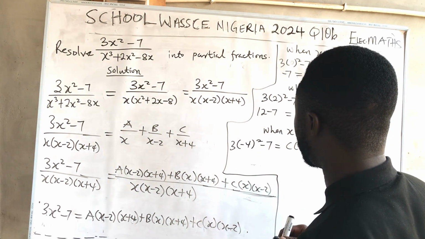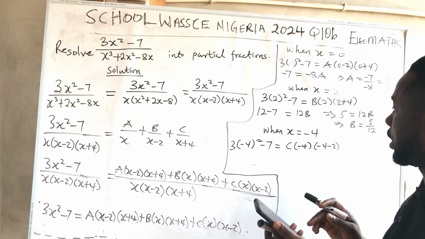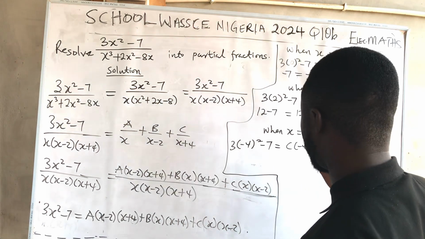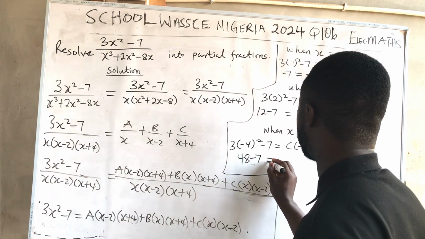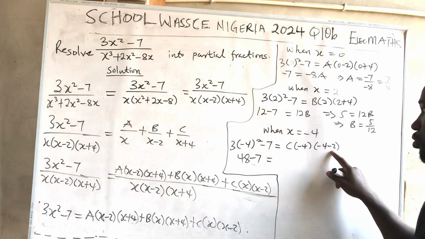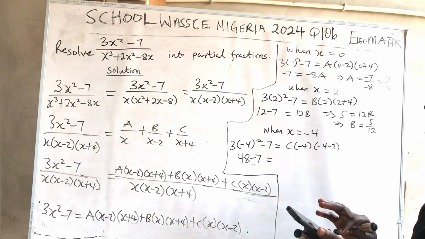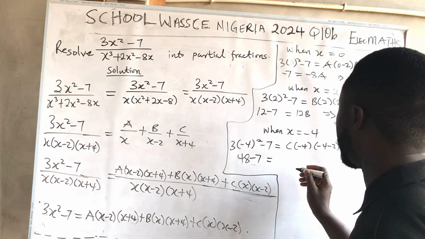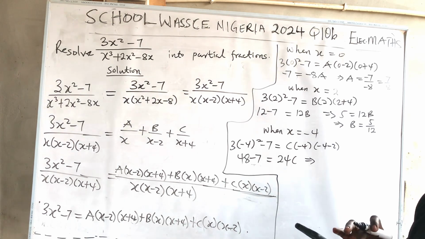So negative 4 squared will give us 16. And 16 times 3 will give us 48. So 48 minus 7 equal to, and then here we have negative 4 minus 2, which gives minus 6, times minus 4. So minus 6 times minus 4 is going to give me positive 24. So I have 24c. And 48 minus 7 will give me 41.